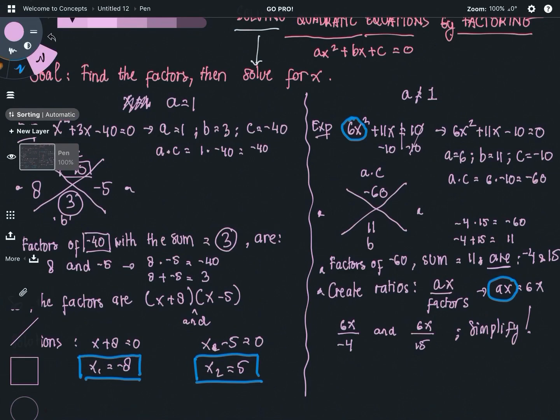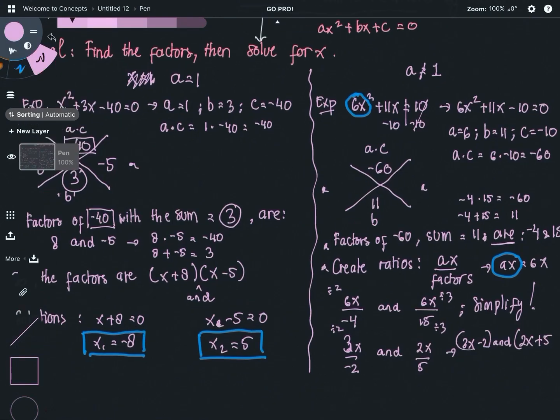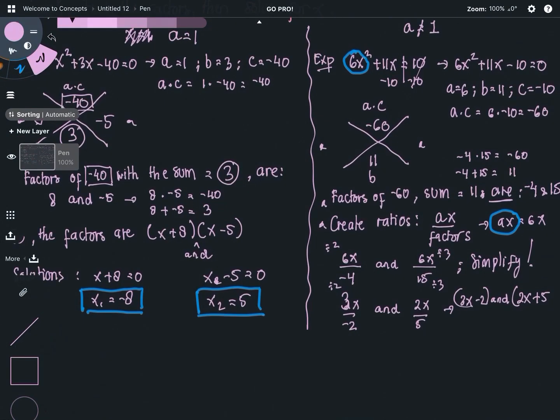We need to simplify those. So 6x over negative 4, we can simplify by dividing both numerator and denominator by 2. We're going to get 3x over negative 2. The second ratio, we're going to get 2x over 5 after we simplify. So the factors now are 3x minus 2 and 2x plus 5. Those are the correct factors for that equation.